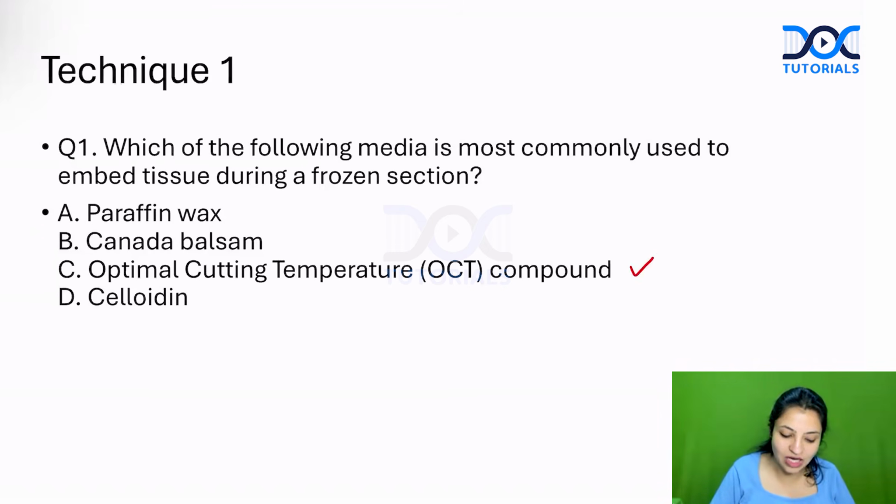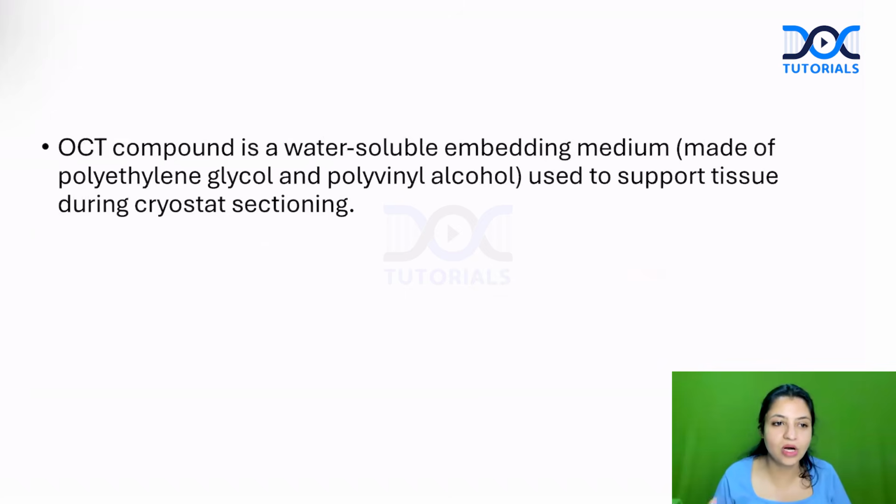So what are we going to use for frozen section? It is called optimum cutting temperature compound. So this is called OCT. That is the embedding media for frozen section. In earlier days, we used to use Canada balsam, Celadon, but now the best thing is OCT. What is OCT? OCT is actually a water soluble compound. You want something to be frozen, so you want a water soluble embedding media.